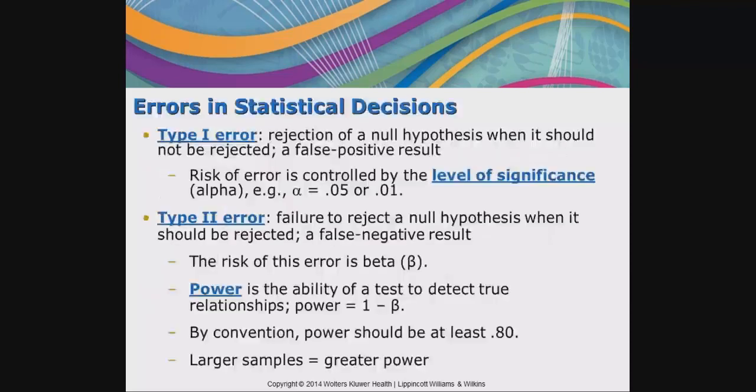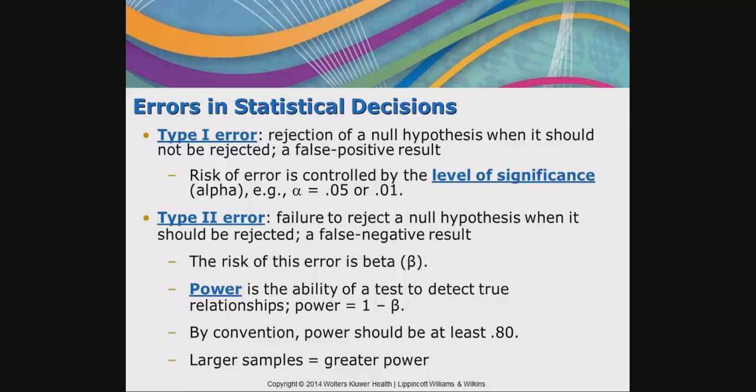Isn't this great? So there are 2 types of errors. Type 1, here we go. Rejection of a null hypothesis when it should not be rejected. This type 1 means that the null is right. It is correct. There is no difference. But by George, we've said, yeah, there is a difference. We say there's a level of significance when there isn't. That is a type 1 error.